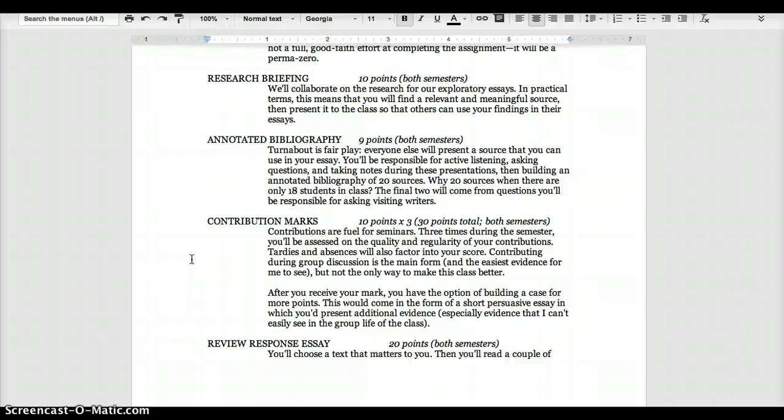Basically, I look at what you're contributing to group discussion, and then I also look at any other contributions that I can notice that you're making to the class, and I also take into account any tardies or absences. You may notice that I'm using the word contribution instead of participation. I think there's a difference between those two things. Participation often seems to mean, well, I showed up. I was a good listener. But contribution is a little more active and a little more substantive.